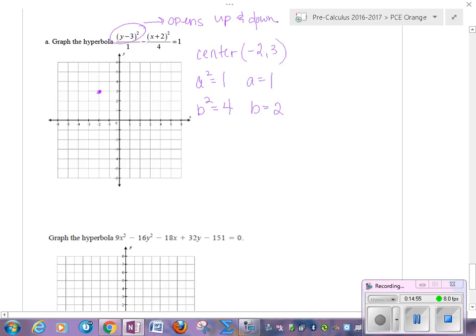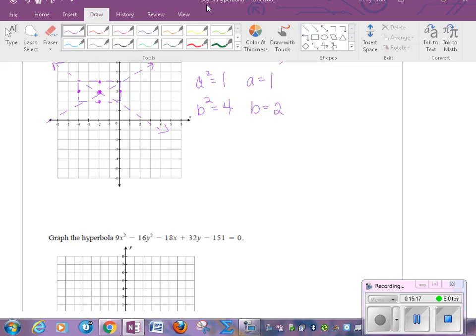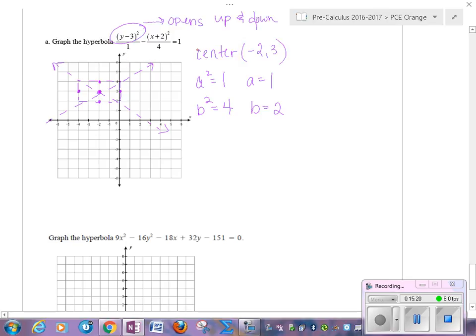Okay, so because it opens up and down, when I go to do my a value, I'm only going up 1 unit and down 1 unit. And then I'm going to go to the left 2 and to the right 2 from my center. So I have a pretty small rectangle that I'm working with. And then I'm going to draw in my asymptotes. Okay, and because we have our rectangle and our asymptotes, we can go ahead and graph this. We said that it opened up and down. Okay, so we have that all set.